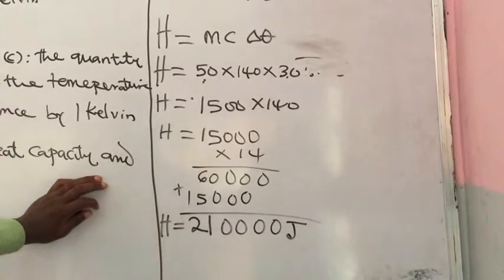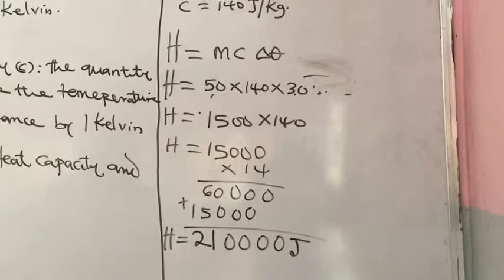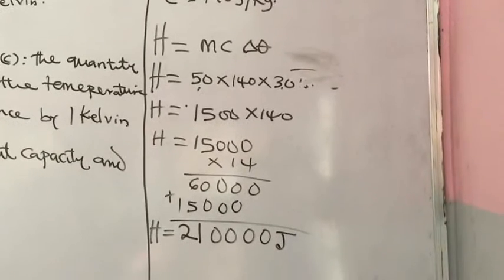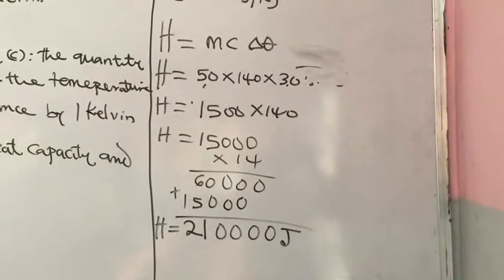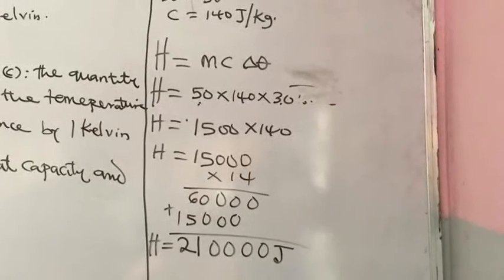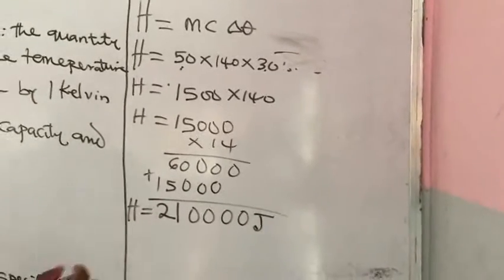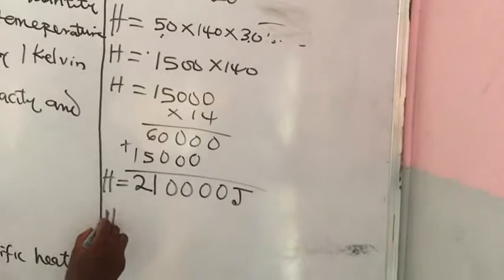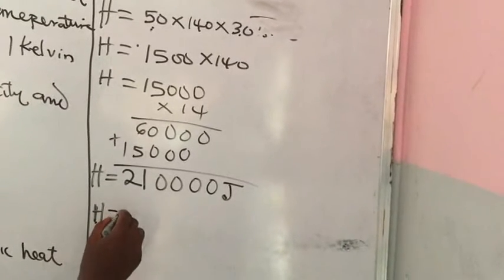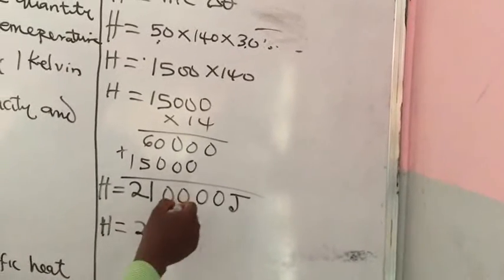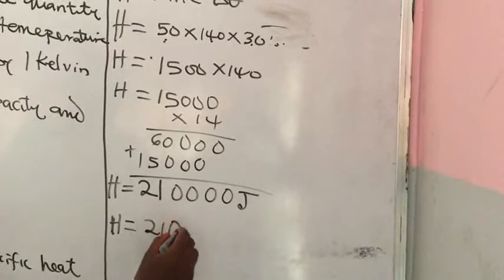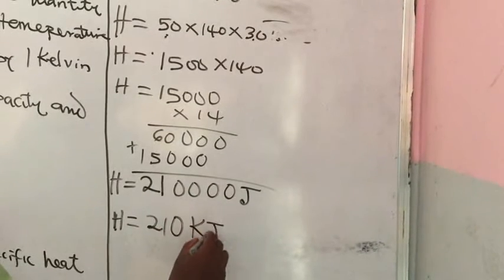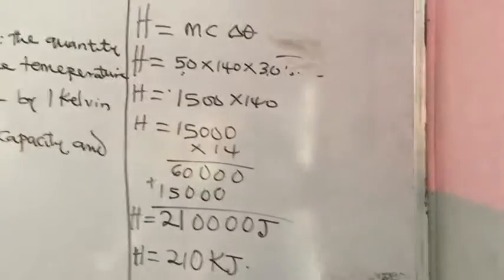So your answer becomes that the quantity of heat is 210,000 joules. Of course, you want to make it kilojoules, you divide by 1,000, which is the same thing as 210 kilojoules. So that is our answer.